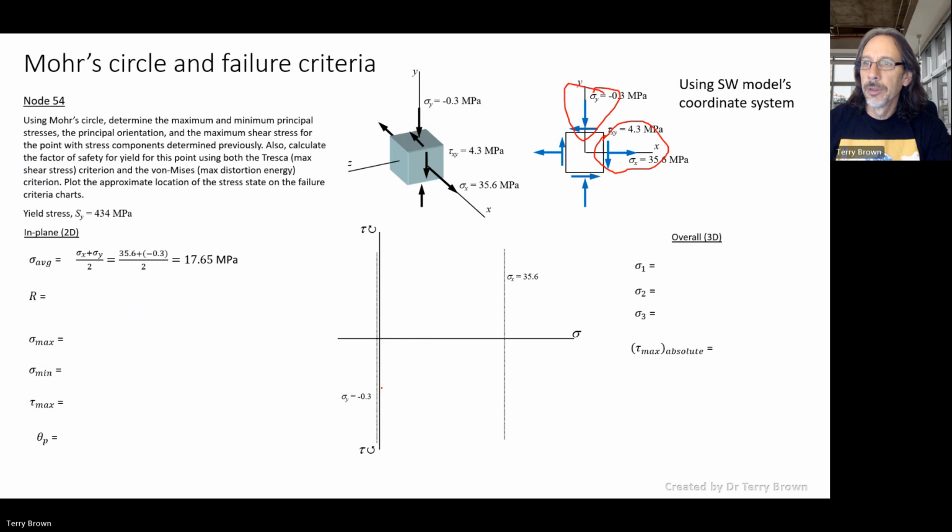Before we get there, the average stress we can take from those two values, stress x plus stress y over 2, gives us the average, and that will be halfway between those two lines. Then to get the vertical ordinate of our point, remember, to plot a point we need two values, and the vertical value is the shear stress. But we've only got one value for the shear stress, 4.3.